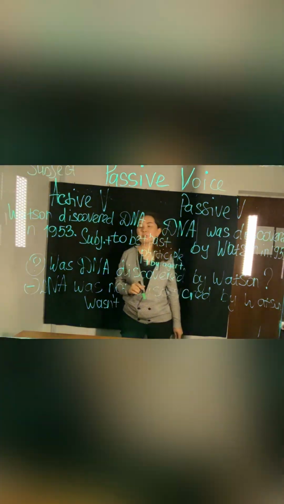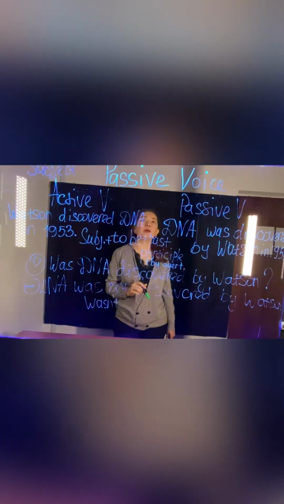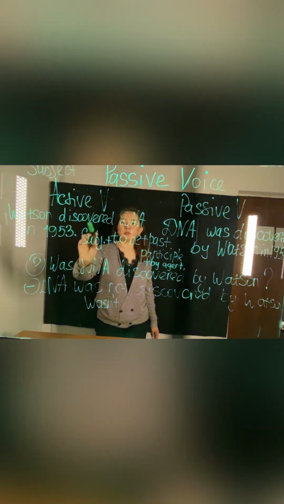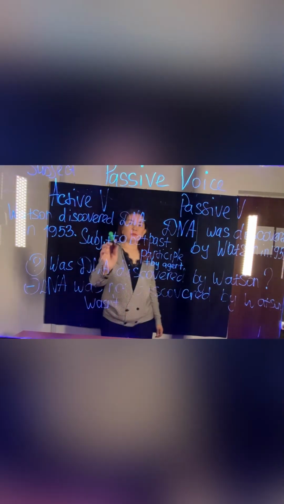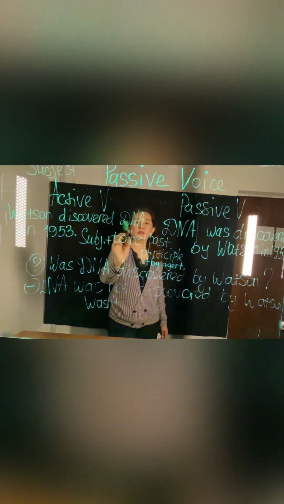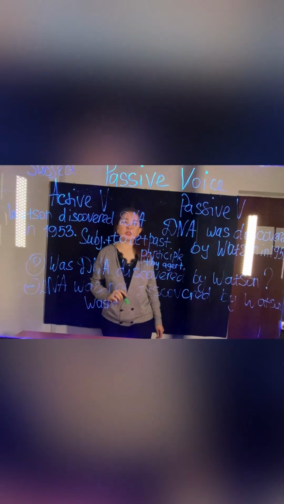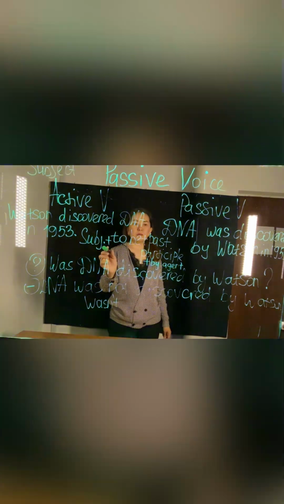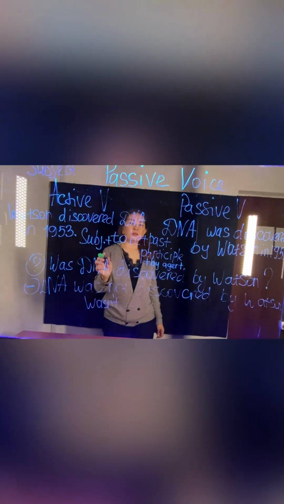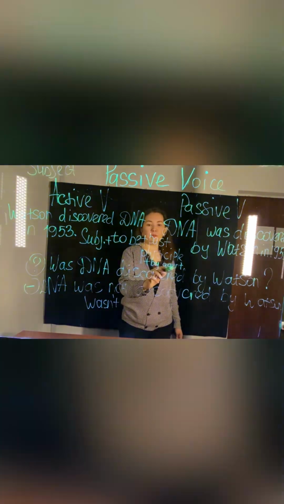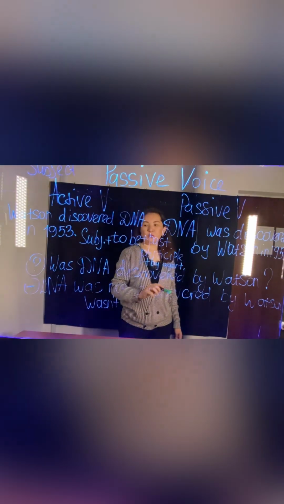And what about the structure of using passive voice? So you see, subject plus to be or auxiliary verb. The auxiliary verb you can change according to the tenses: in present, in past and in future. And then plus past participle plus by agent.